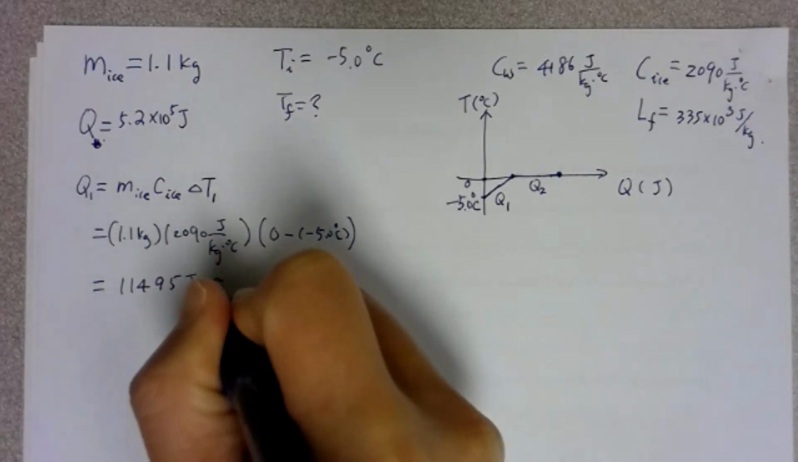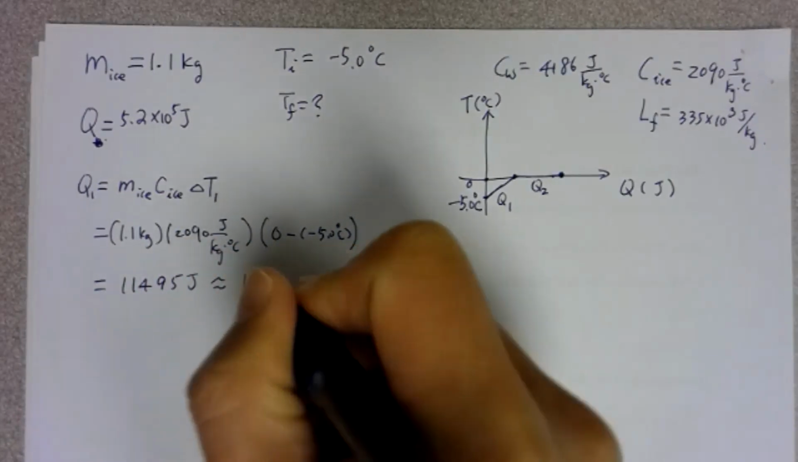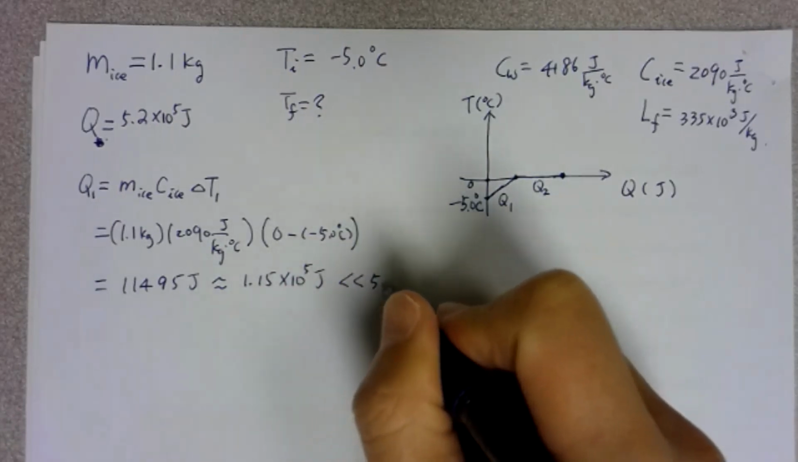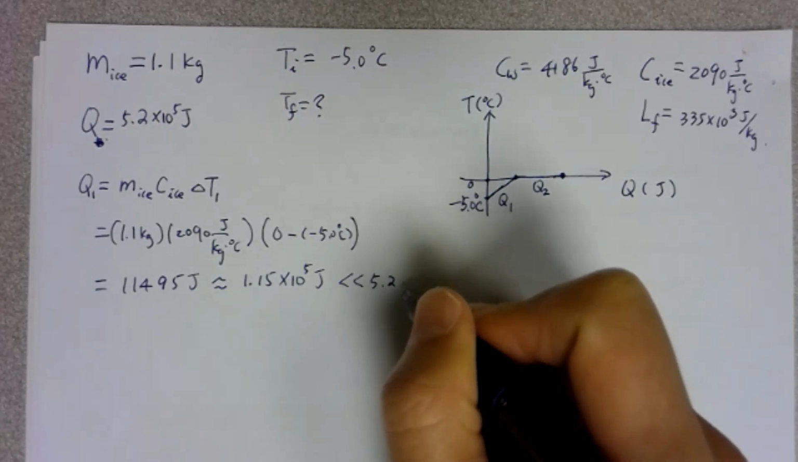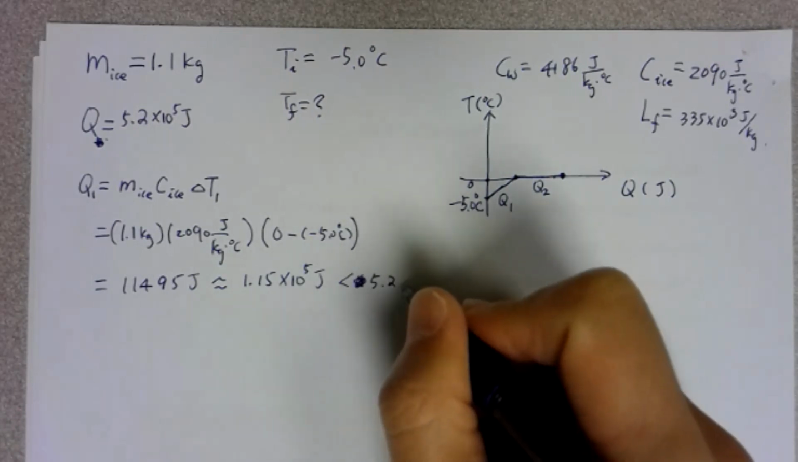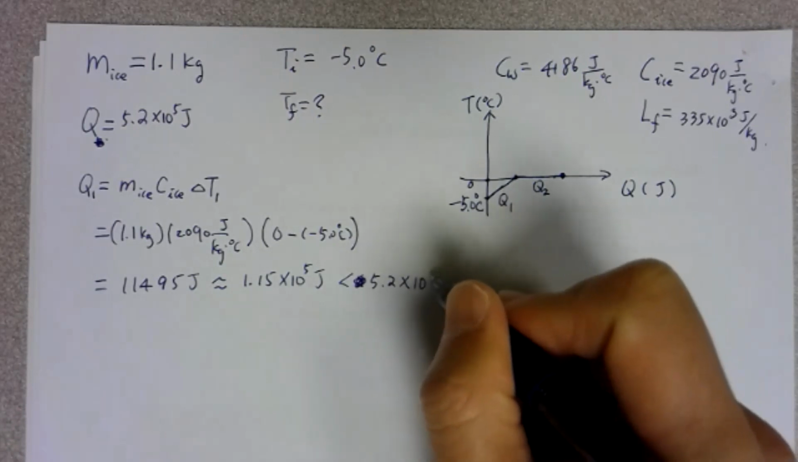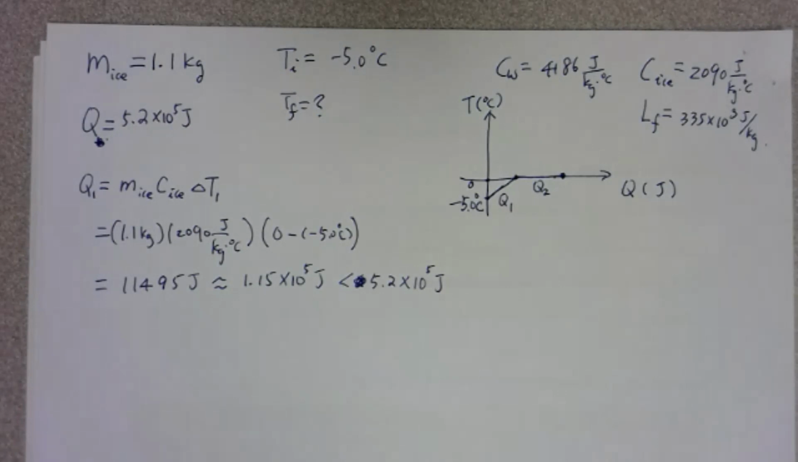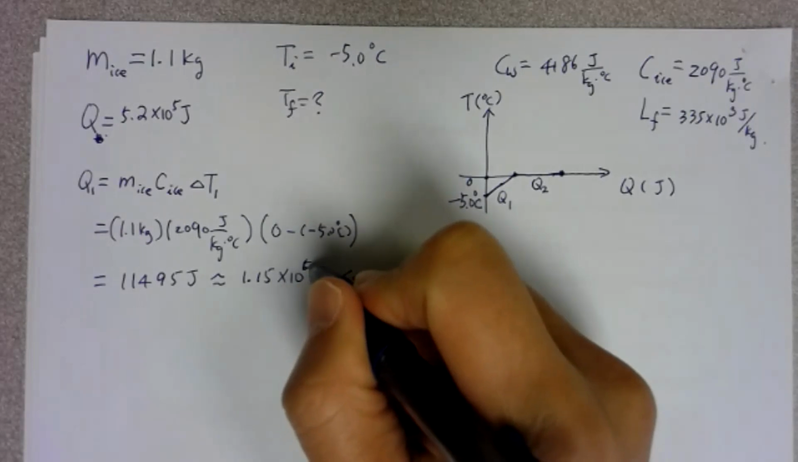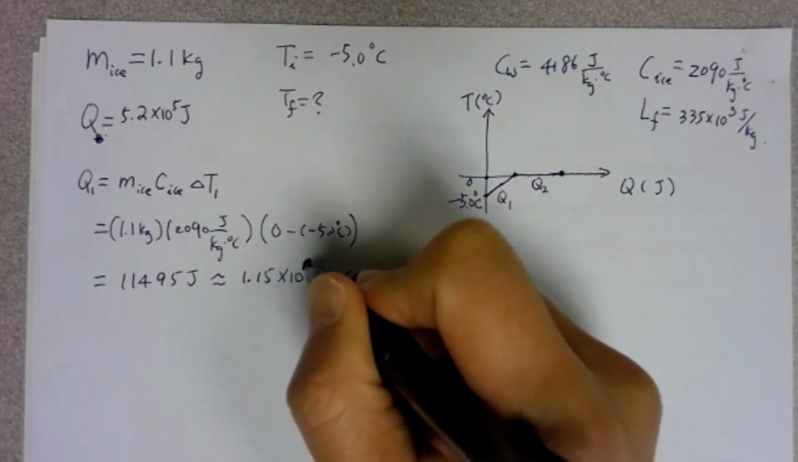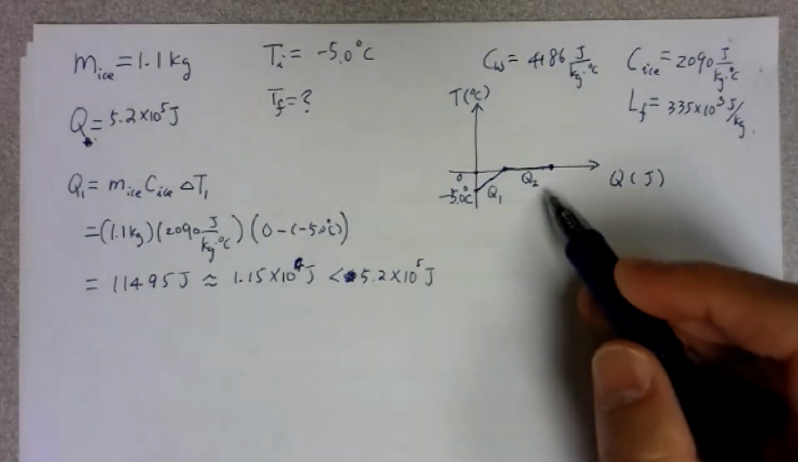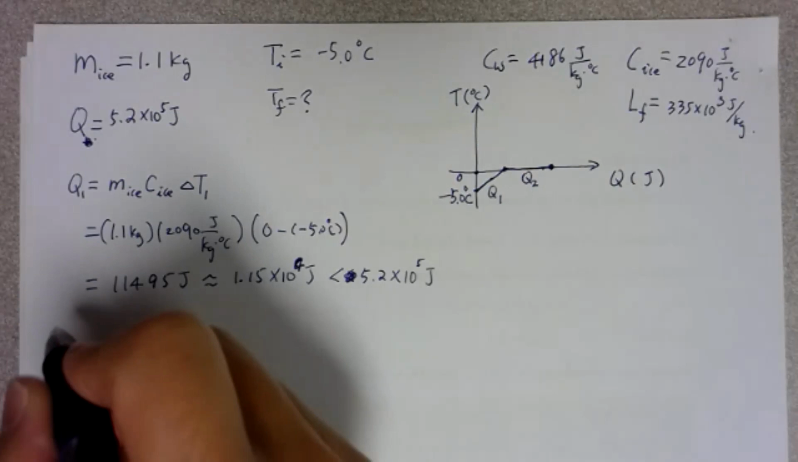So you get 11495 joules of energy, which is about 1.15 times 10 to the fifth joules. This is much less than 5.2 times 10 to the fifth joules. Or actually, this is not 10 to the fifth, but 10 to the fourth, 1.15 times 10 to the fourth. So then we'll have ice melted, at least start to melt. But let's calculate what's Q2.